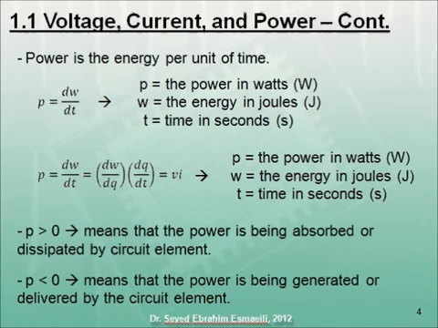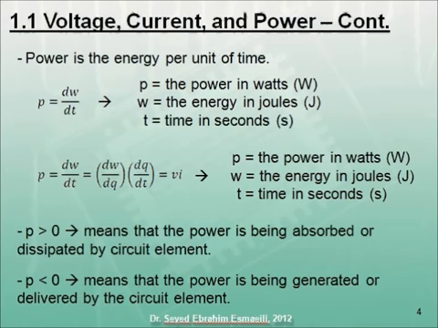The power is defined as the energy per unit of time, or it is the time rate of generating or absorbing energy. The power is given by the following equation: P equals dW over dt, where P is the power in watts, W is the energy in joules, and t is the time in seconds. The power can also be associated with the current flowing through the terminals of a circuit element and the voltage across these terminals, where P equals VI.